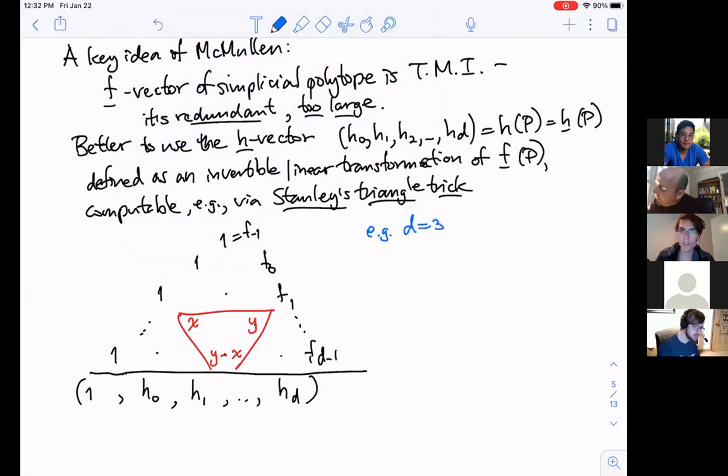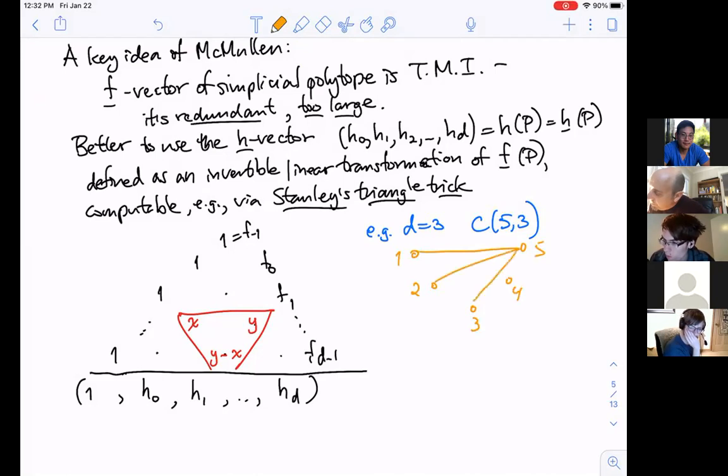Let's let d equal 3. Let me take the cyclic polytope 5, 3. Maybe I'll draw it in orange because I usually draw these things in orange. Okay, here we go. It's got these 5 vertices that lie on this t, t squared, t cubed curve.